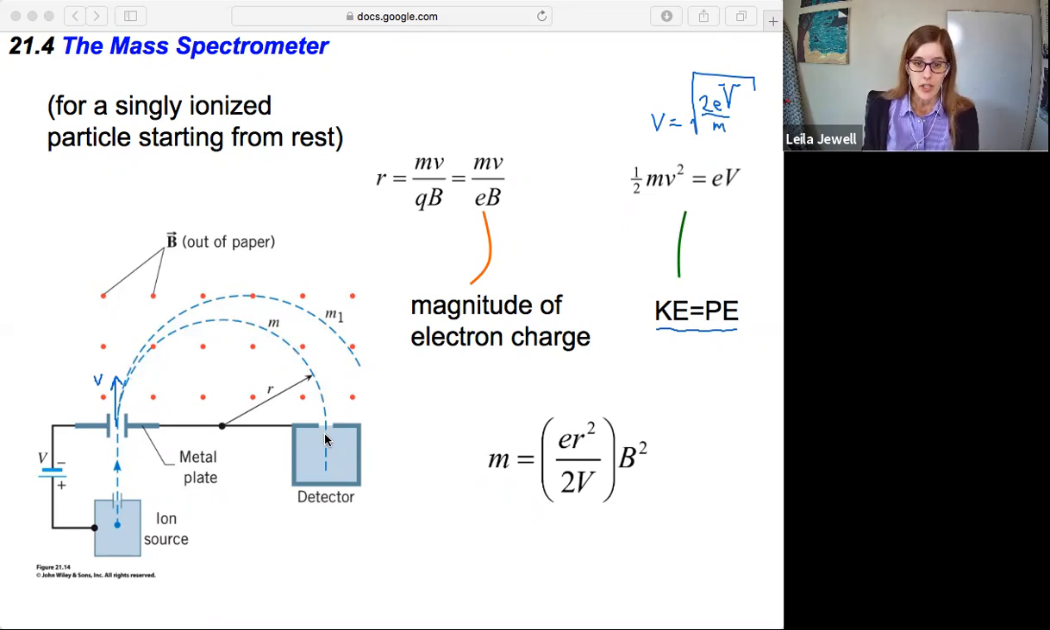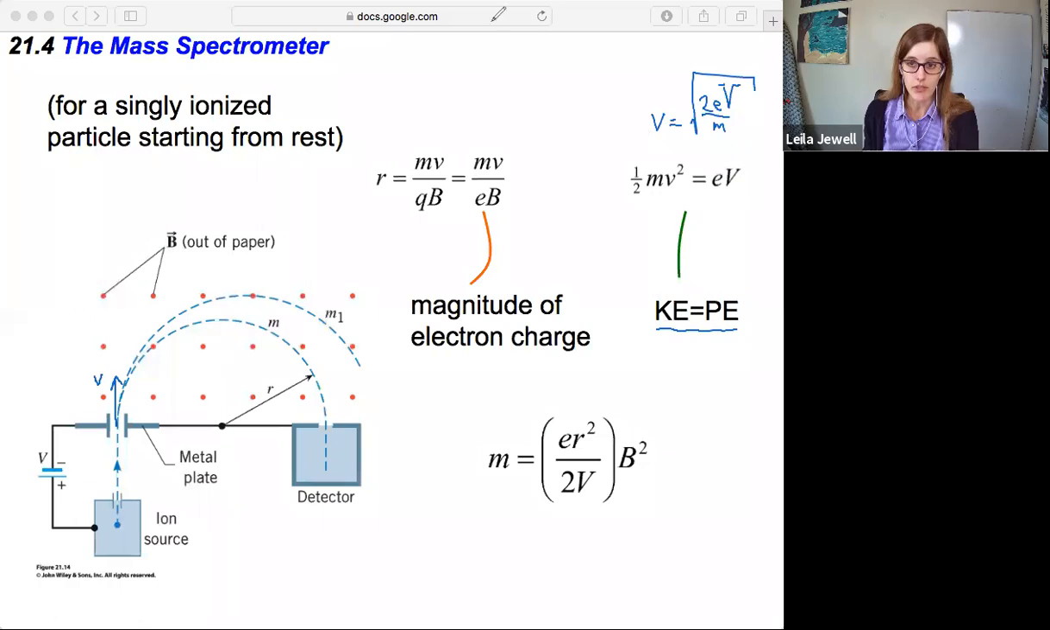Now, at certain radiuses, that will curve around and come into a detector. What determines that radius? Well, the radius is set by the mass, times the speed it's moving at, divided by the charge and the strength of the magnetic field. Here we have the magnitude of an electron charge because we lost an electron, so it's just positive. And so this sets how large the radius will be.